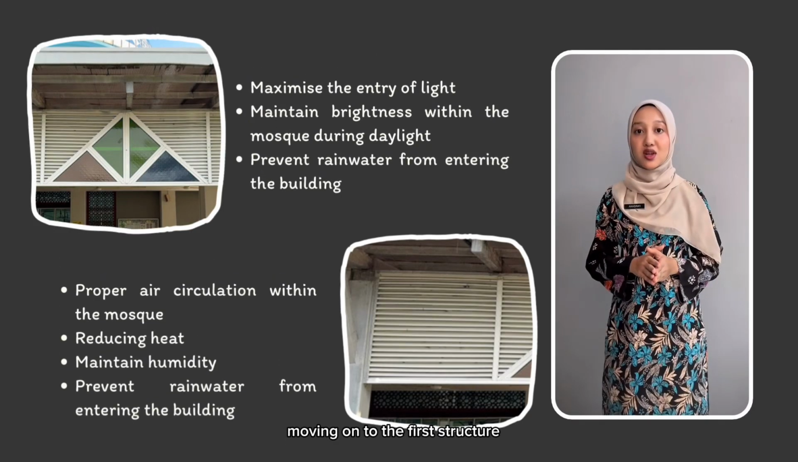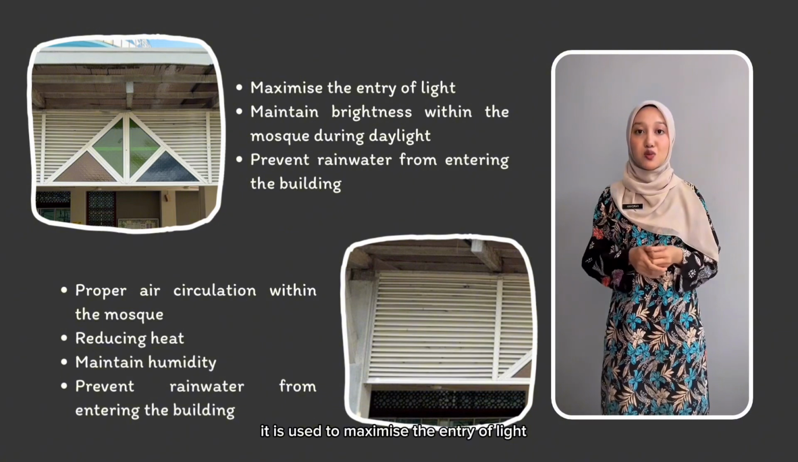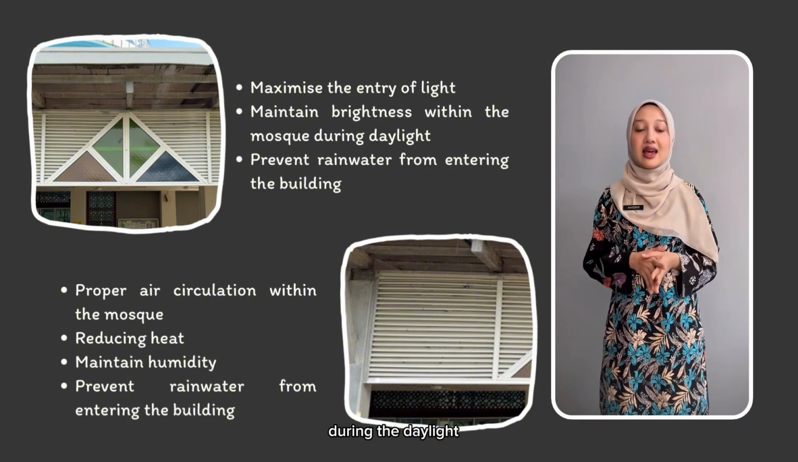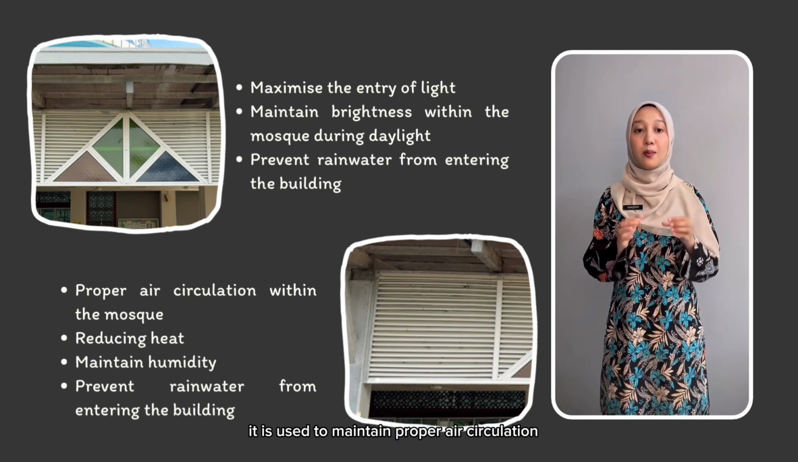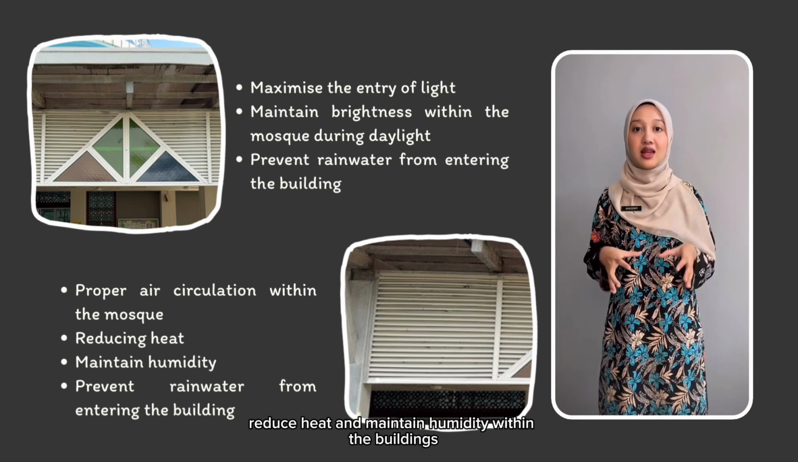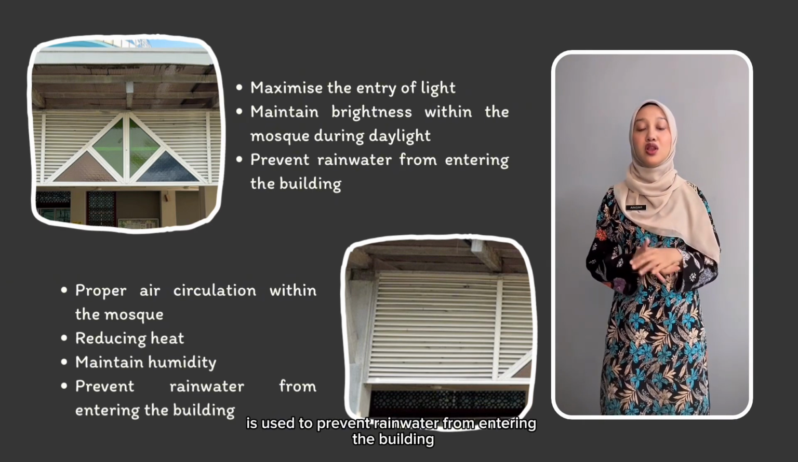Moving on to the first structure that our group has studied, which is the triangular windows. It is used to maximize the entry of light and maintain the brightness within the mosque during the daylight. And the second structure is the square ventilation window. It is used to maintain proper air circulation, reduce heat, and maintain humidity within the building. Both of these structures are designed to prevent rainwater from entering the building.